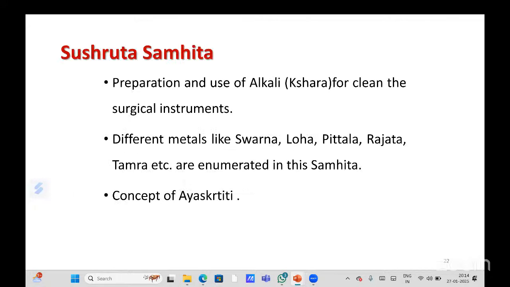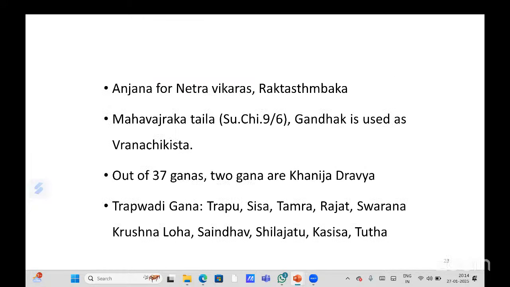Coming to Sushruta, we get references like the concept of Ayaskriti, preparation of Kshara as a parasurgical procedure, and different metals like Swarna, Loha, Pittala, Rajata, Tamra, etc. And Anjana for Netra Vikaras as a Raktastambhaka. In a similar way, Maha Varjaka Taila. Here we will get uses of Gandhaka as a Varna Chikitsa.